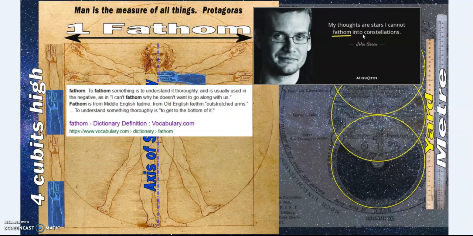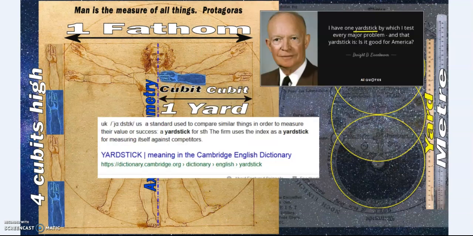So if you cannot fathom something, to fathom usually means to understand it, and literally it's a measurement, but to fathom something is also similar to getting to the bottom of it. I can't fathom why he doesn't go along with us. These metrological terms are also, for instance, yardstick.